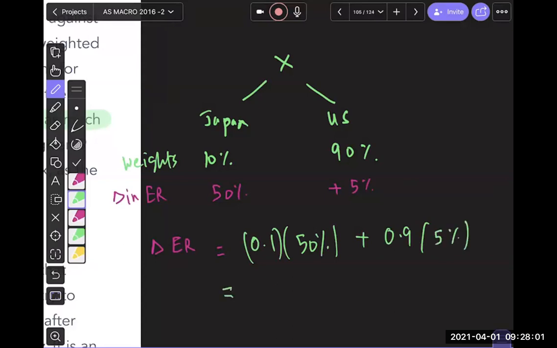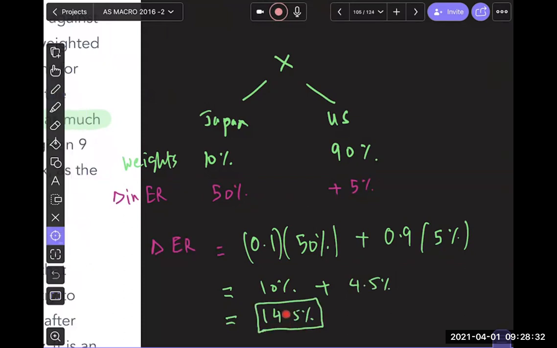And if I do that, 0.1 times 50% is, anyone? 10%, right? And 0.9 times 5% is 4.5, right? So 9 times 5 is 45, or 4.5% in short. Make sense? So this becomes 14.5%. How much is the exchange rate changing by? And the answer is by 14.5%.